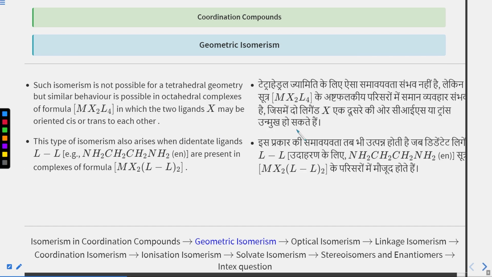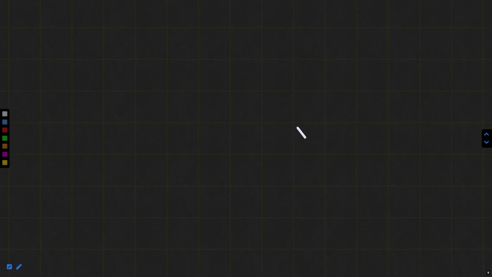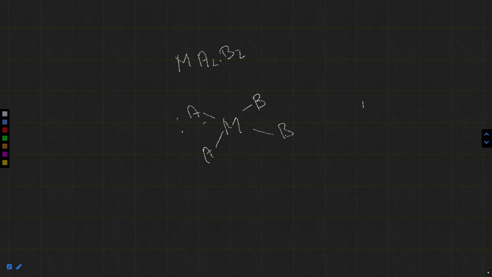So we have seen the geometrical isomerism in case of square planar complexes. Now if we have any other type of arrangement? Initially we have seen an example in which we have two same ligands and the other two ligands are same. Okay, so we say that MA2B2 will show two isomers, one cis and one trans. So this will be MA2B2. This is for cis and this is for trans.